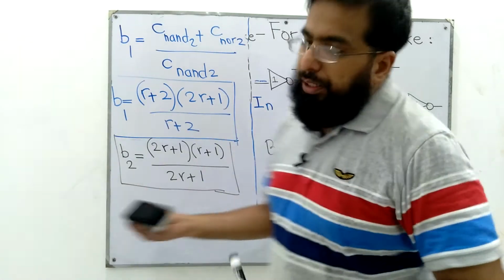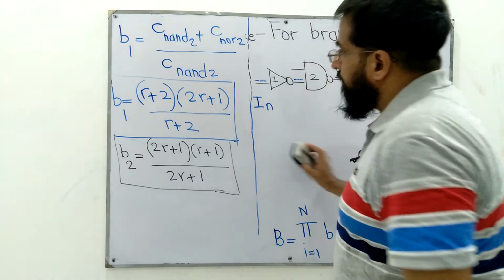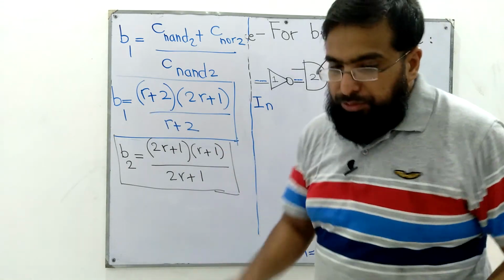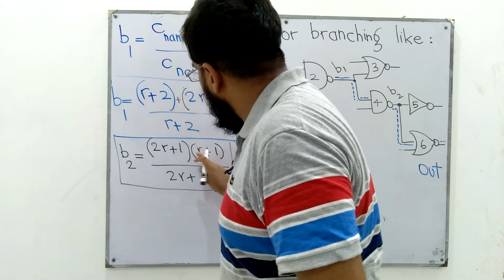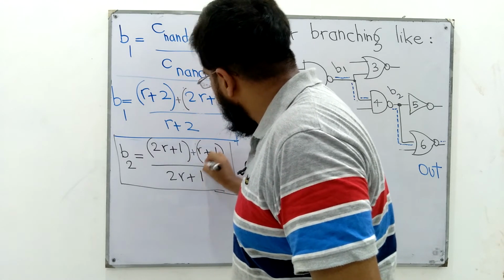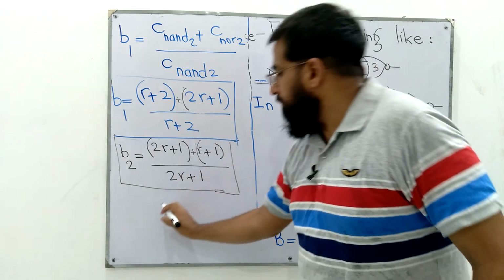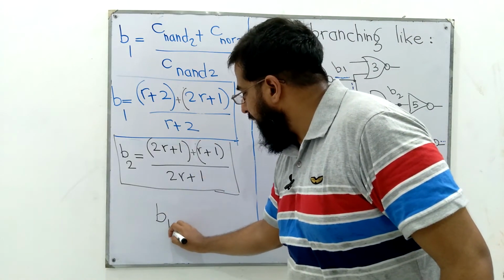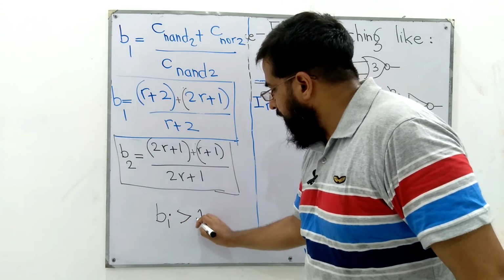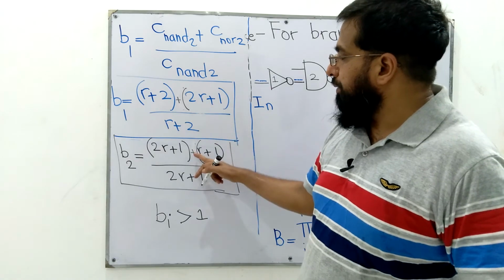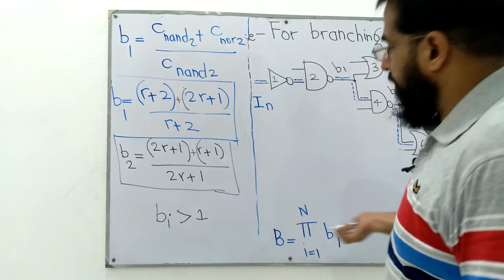And another thing that we should observe is that in the numerator we have this plus sign. The term in the numerator is larger than the term in the denominator. So for any branch Bi, the value is always greater than 1, because the quantity in the numerator is always greater than the quantity in the denominator. So therefore the answer is greater than 1.